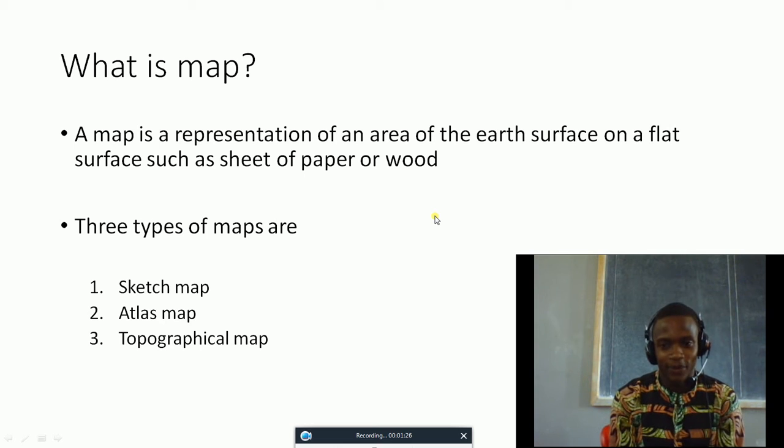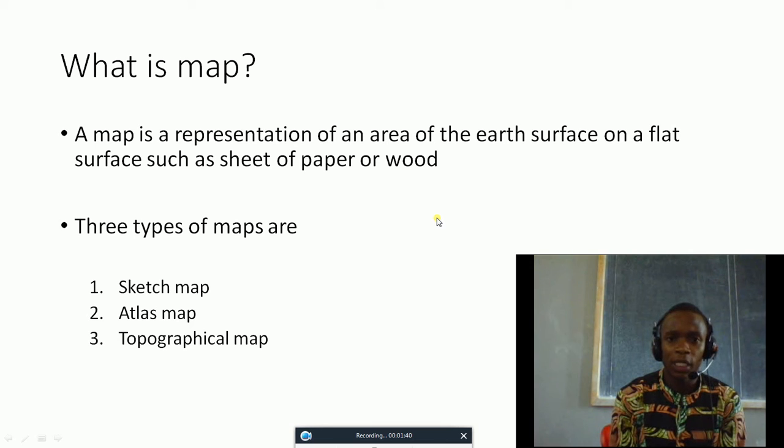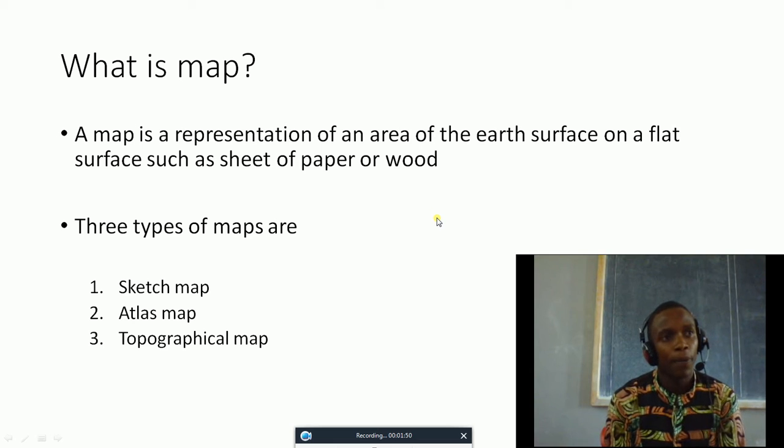Okay, thank you. A map is a representation of an area of the Earth's surface on a flat surface such as a sheet of paper or wood. A map is a representation. You represent the area of the Earth's surface on a flat surface such as a sheet of paper or wood or even stone.